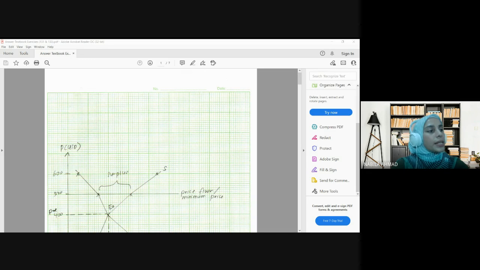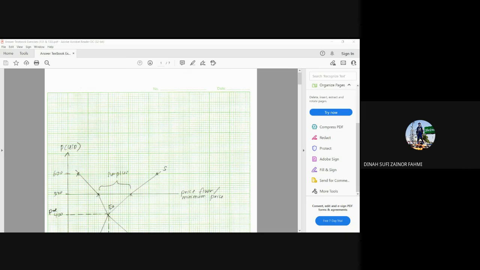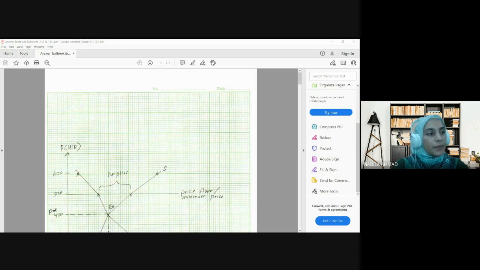Number 10, suppose the government implement maximum price for wheat flour. Which of the following situation is true? Jadi government implement maximum price untuk tepung gandum. Maximum price tu price ceiling lah, price di bawah harga equilibrium. Apa yang akan berlaku? Quantity demanded for wheat flour is greater than the quantity supplied. Betul ya. Sebab berlaku shortage. Shortage ni adalah apabila quantity demand lebih dari quantity supply.